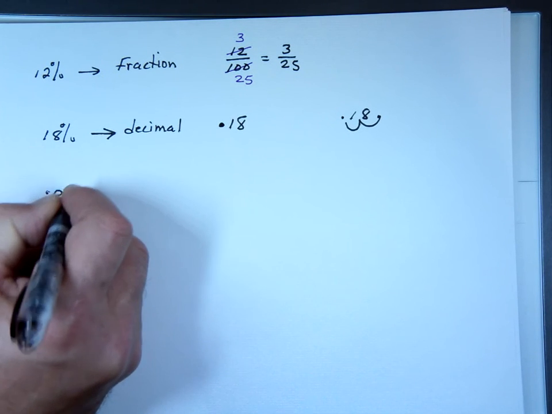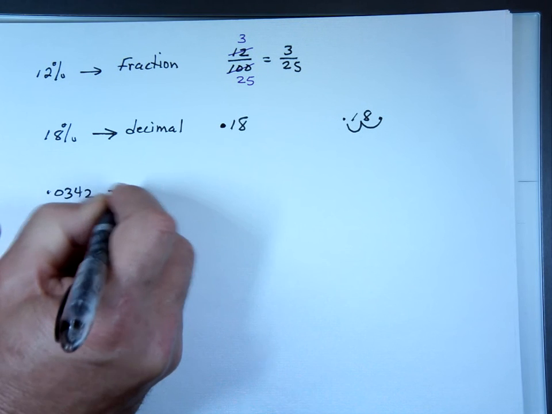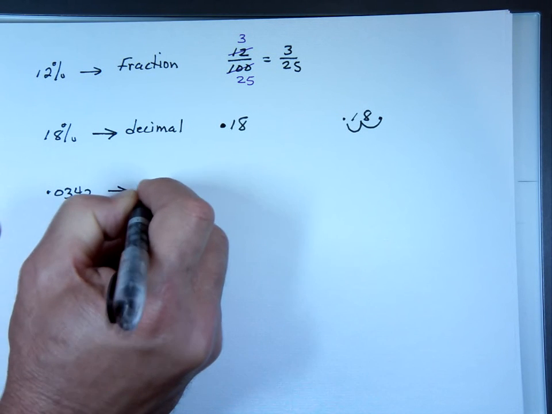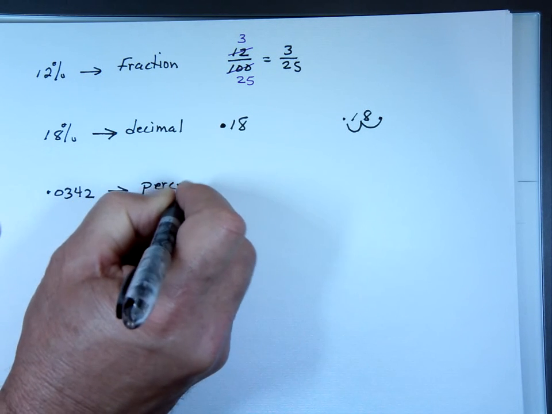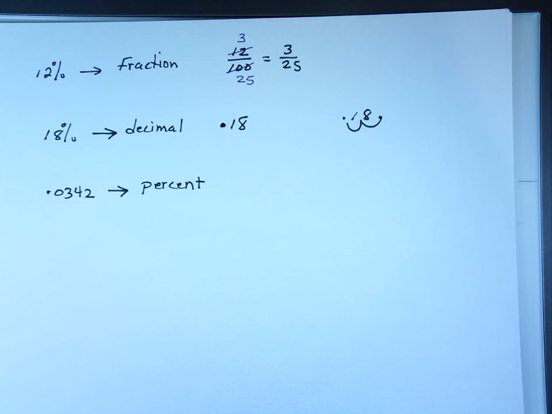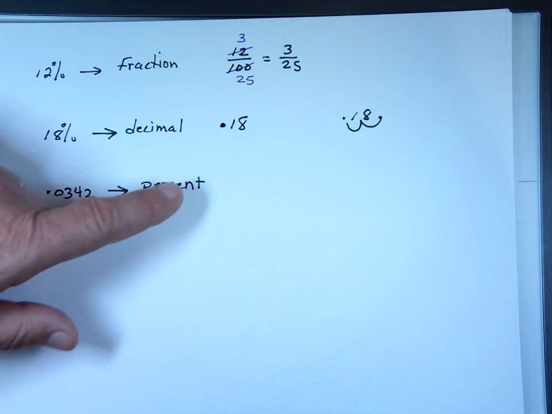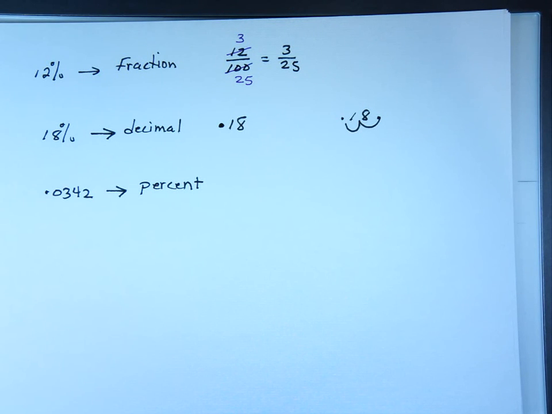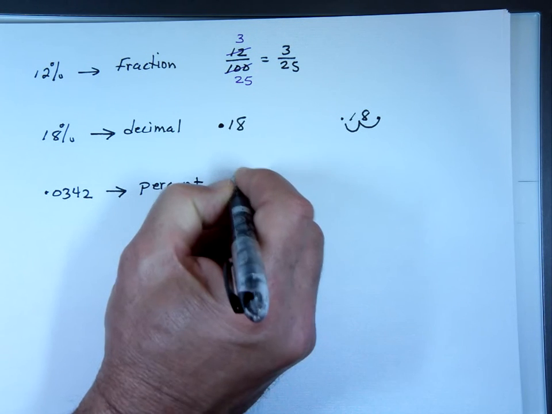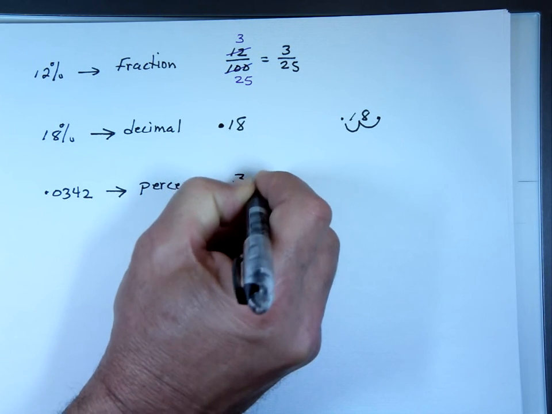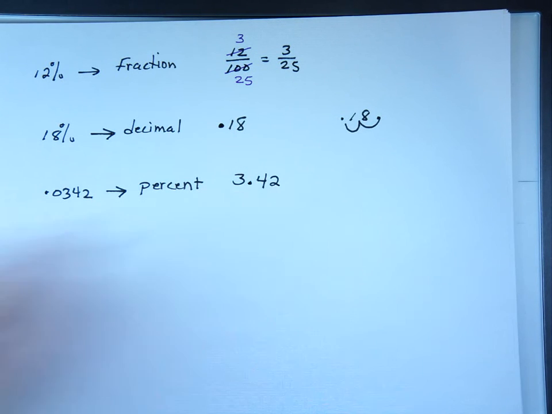0.0342. Change it to percent. Notice that's a decimal. You go into percent. Which direction we're going to move it? To the right. How many places? 2. 3.42. You're welcome. 2 places to the right.